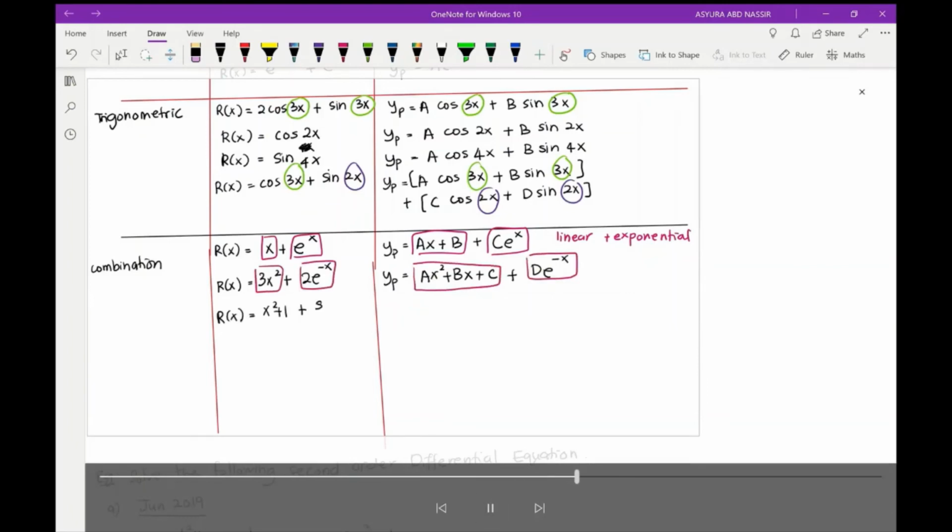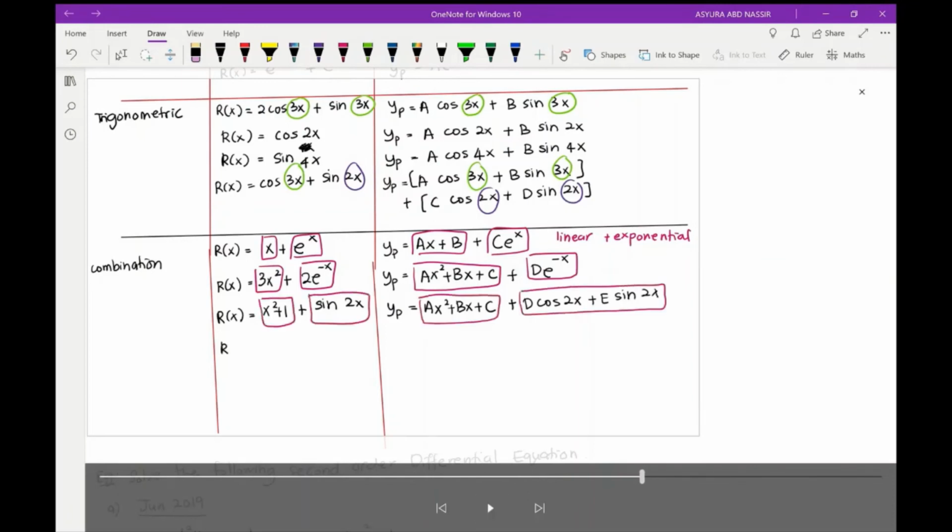Alright, continue. Next, x squared plus 1 plus sine 2x. So this one is a quadratic plus a trigonometric function. So we have ax squared plus bx plus c plus d cos 2x plus e sine 2x. So this one is for the addition. Even if you have the multiplication, even if you have minus in your Rx, your general form is always positive, right?